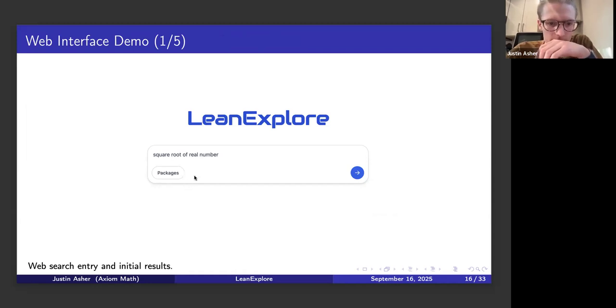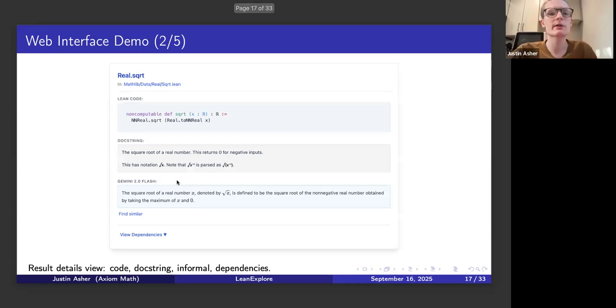Okay, so you look up the square root of a number, and first off, you notice you can search by packages. So if you click on the packages, then you can choose any of the packages I mentioned earlier if you want to do this in mathlib or if you want to do this in another library. When you do so, you're going to be hit with something that looks like this.